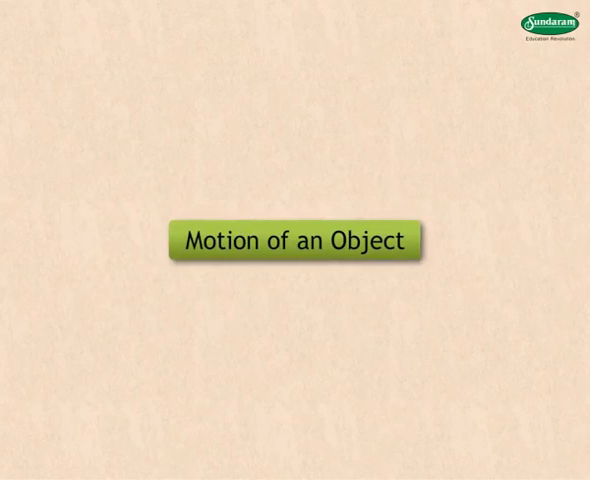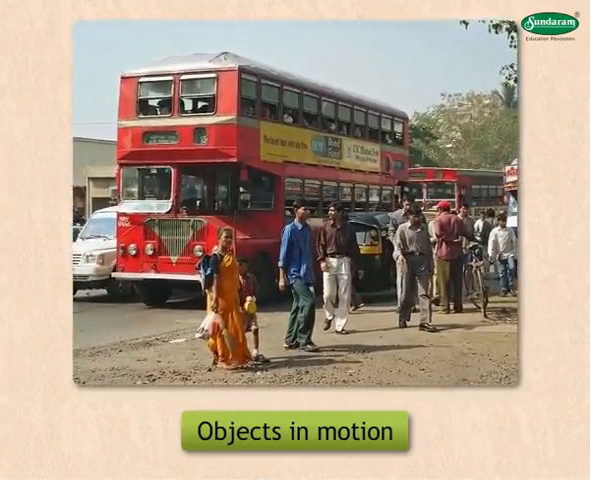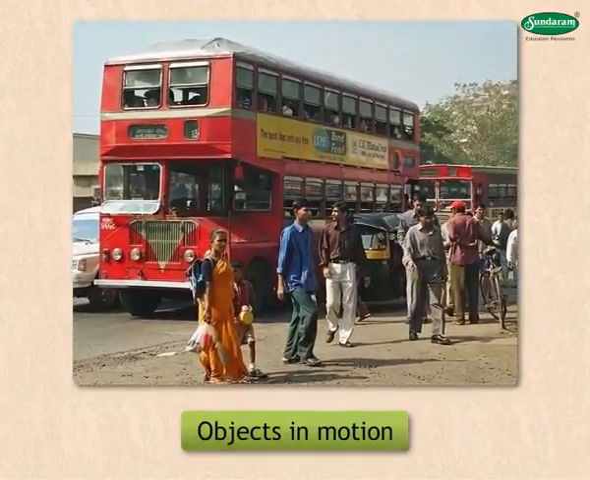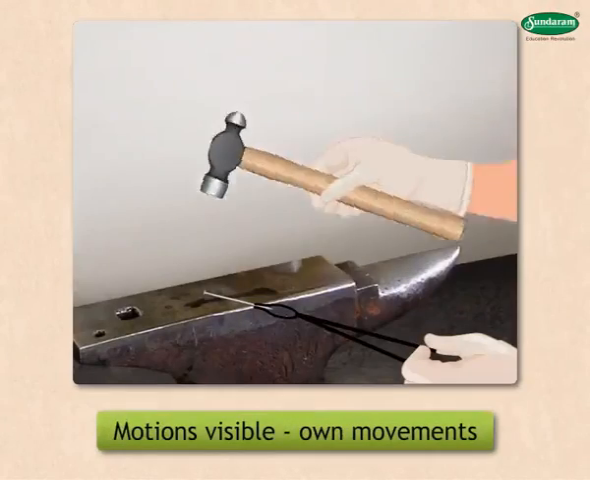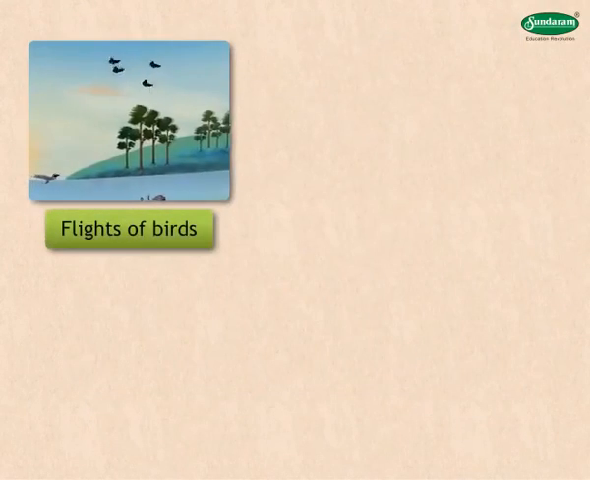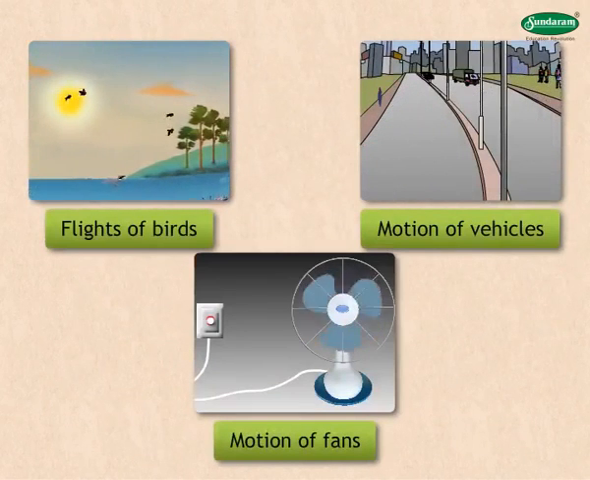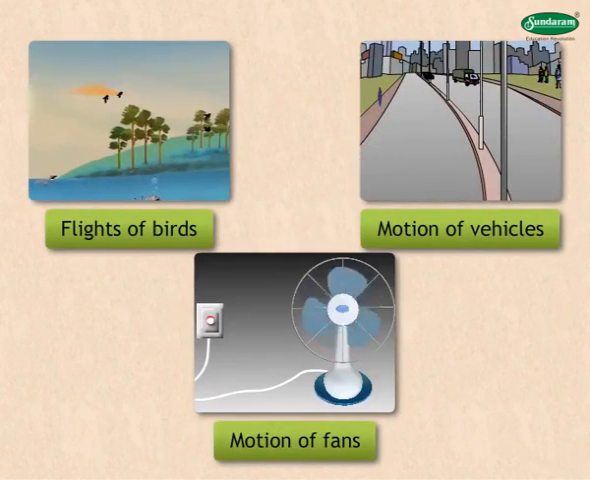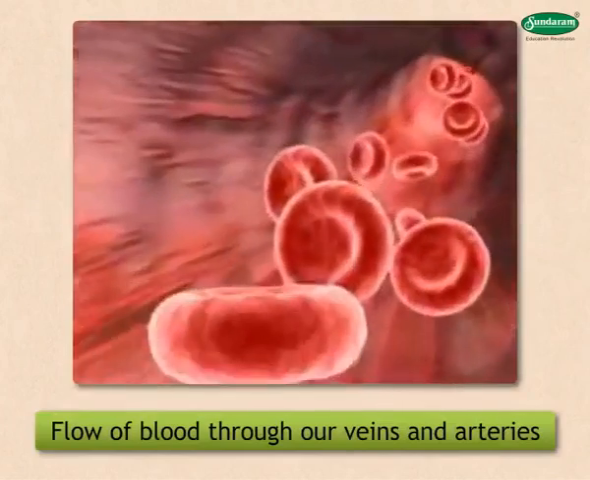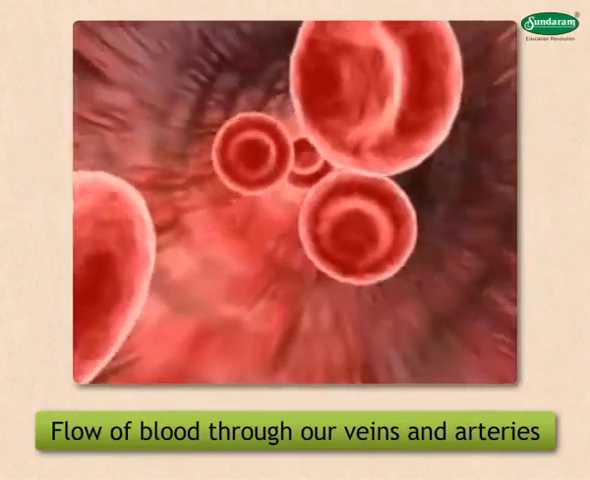Motion of an object. We also see different objects in motion in our everyday life. Examples are related to visible and invisible motion. The motions visible to us are our own movements, flights of birds, motion of vehicles, motion of fans, etc. We can easily perceive these motions, but we are unable to perceive motions like flow of blood through our veins and arteries, etc., though we can experience it.